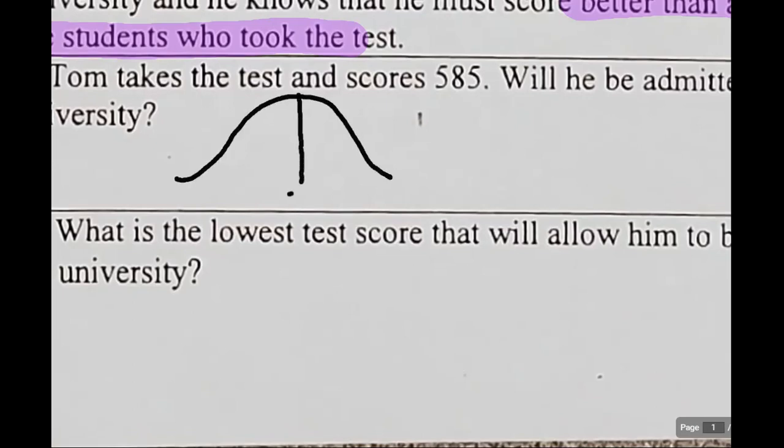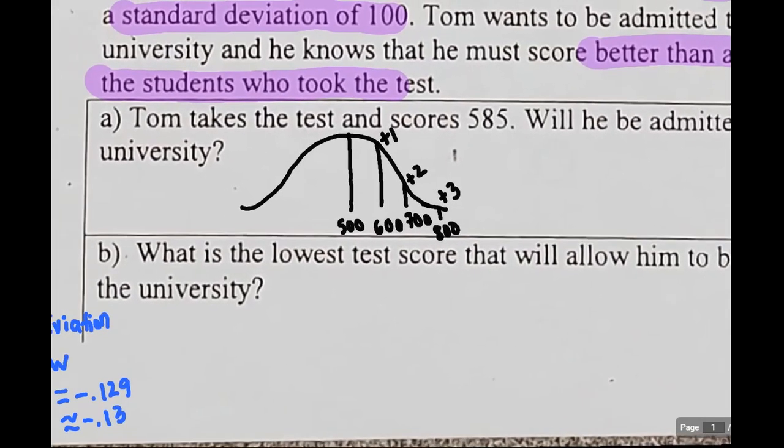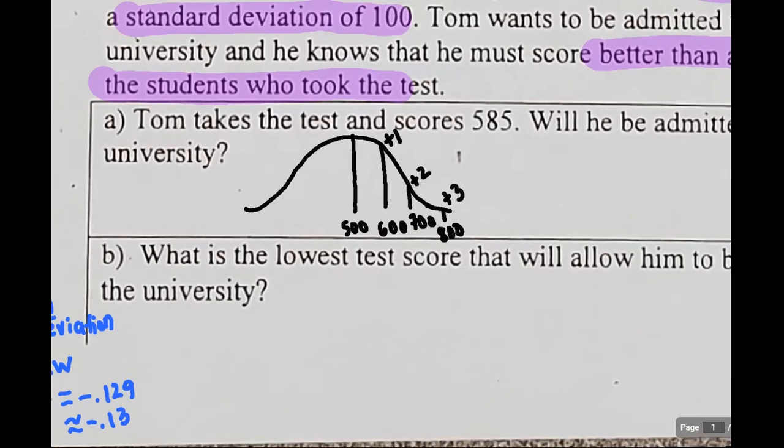Okay, here is 500. This would be 600, 700, 800. This would be 1 deviation away, 2 deviations away, 3 deviations away, okay? I'm not drawing the other side because I'm going to be at 585. So 585 is going to be somewhere in here.